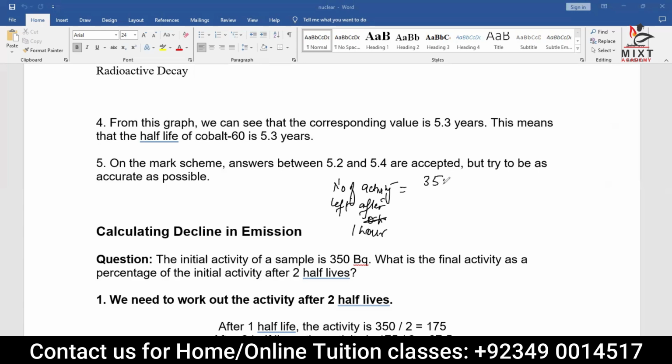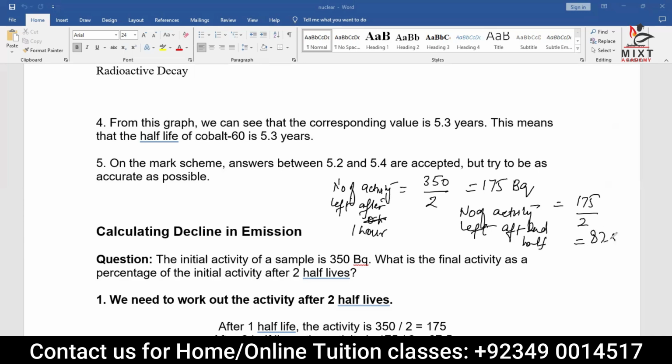Simply 350 divided by 2, which is equal to how much? 175 Bq. Yes. And the activity left after the second half-life will be 175 divided by 2, which is equal to how much? 87.5. 87.5 Bq. Now, what are they asking?